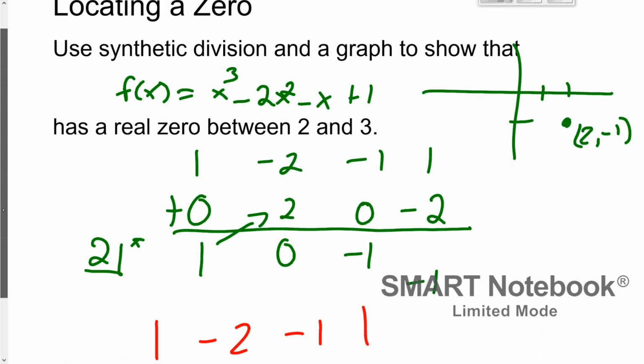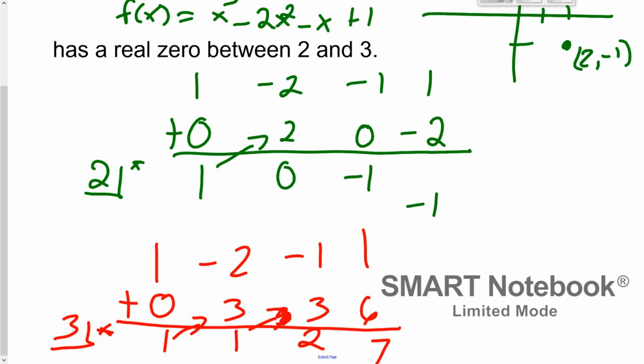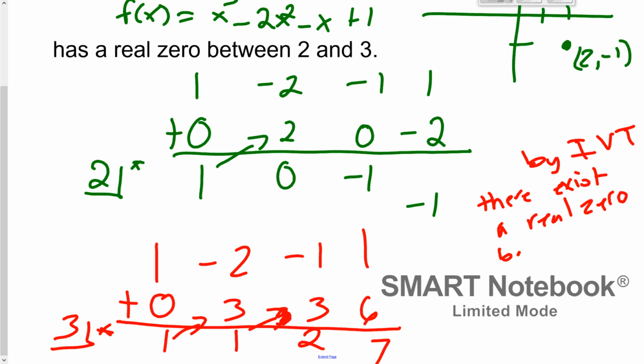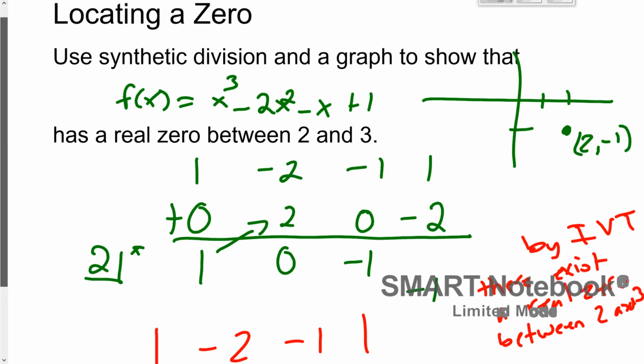So you don't have to graph this, but I just showed that, by the intermediate value theorem, IVT, there exists a real 0 between 2 and 3. Because there's 2, negative 1, and then we got 3.